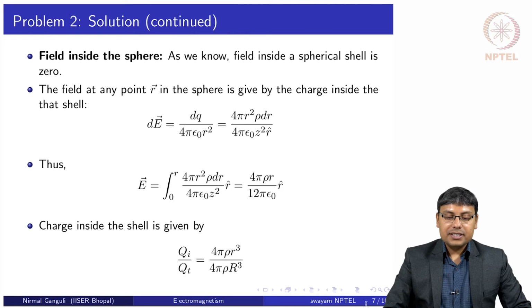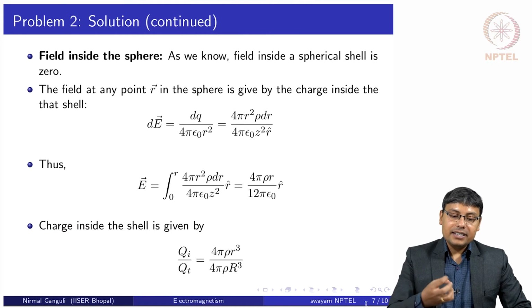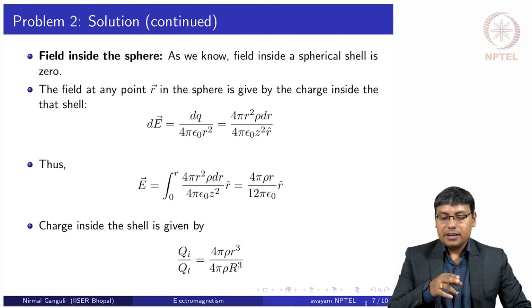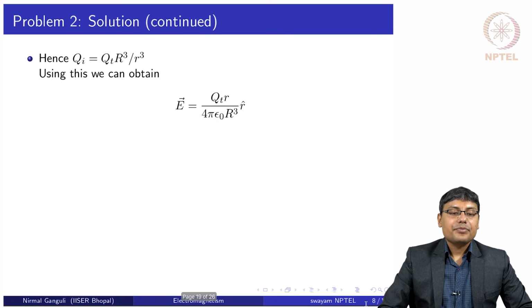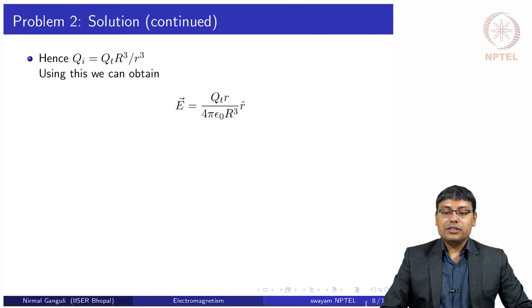And now if we express this in terms of the total charge, then the charge inside up to our point of observation, if that is Qi, then Qi over Qt can be given as 4 pi rho r cubed over 4 pi rho capital R cubed. Qi would be given as Qt times small r cubed over capital R cubed using this, and then we can obtain the electric field as the total charge Qt times small r over 4 pi epsilon naught capital R cubed r cap.